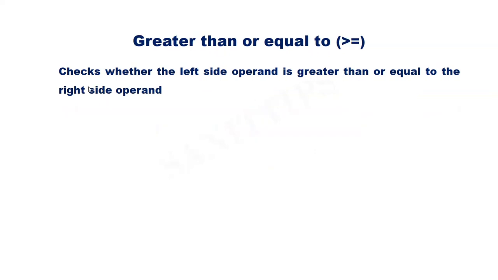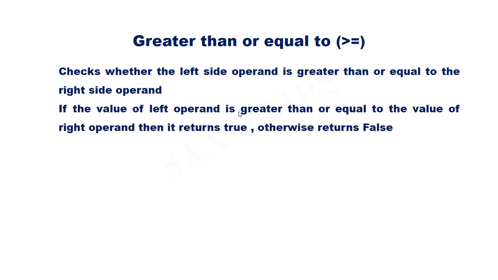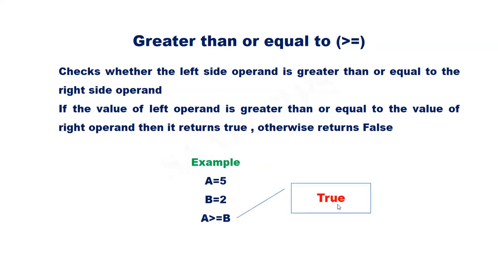Greater than or equal to checks whether the left side operand is greater than or equal to the right side operand. If the value of the left operand is greater than or equal to the value of the right operand, then it returns true, otherwise it returns false. For example, if A equal to 5 and B equal to 2, A greater than or equal to B returns true, since A is greater than B.